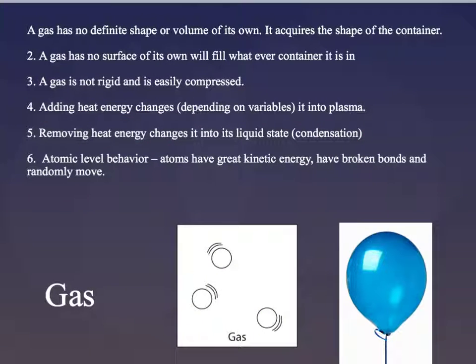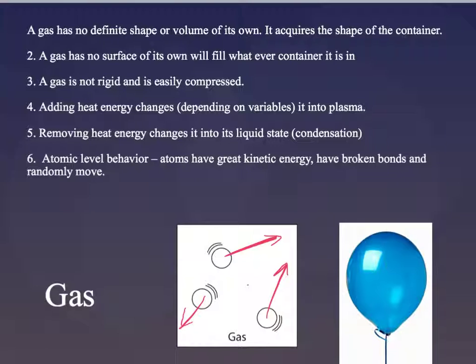Now, a gas happens when we continue to add heat energy to our liquid until the atoms have so much energy they break completely free from each other and are bouncing around off of everything. So gases have no definite shape or volume. It will acquire the shape of the container, the whole container, top to bottom, and it will spread out to fill the entire container. A gas is not rigid, and it is easily compressed.